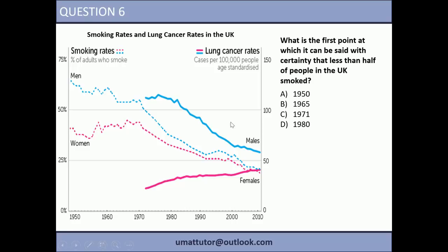So we've got a few different options here. Looking at the graph, we've got smoking rates shown by the dotted lines, and there are two different lines. We've got one for men and one for women.